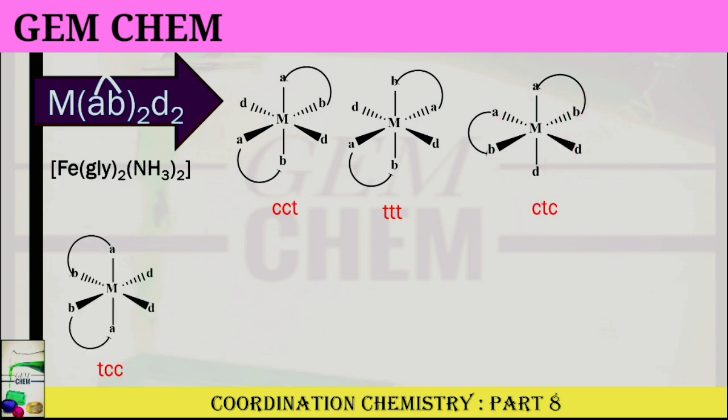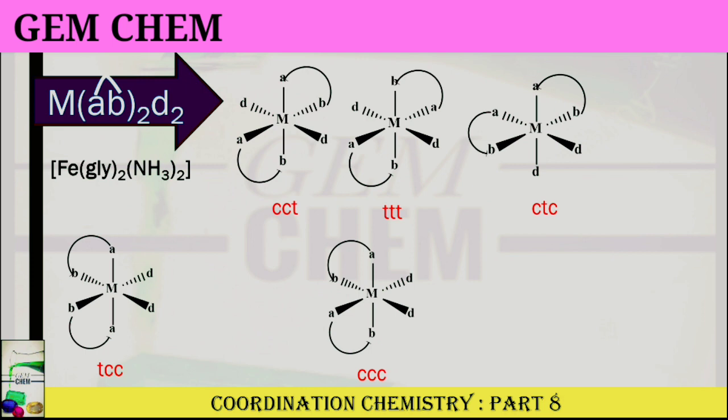Next we are going to keep our A trans to each other, whereas the other two, that is B and D, will be cis to each other. Next one is keeping all the A, B and D in cis position. So let us find out the symmetry element first.